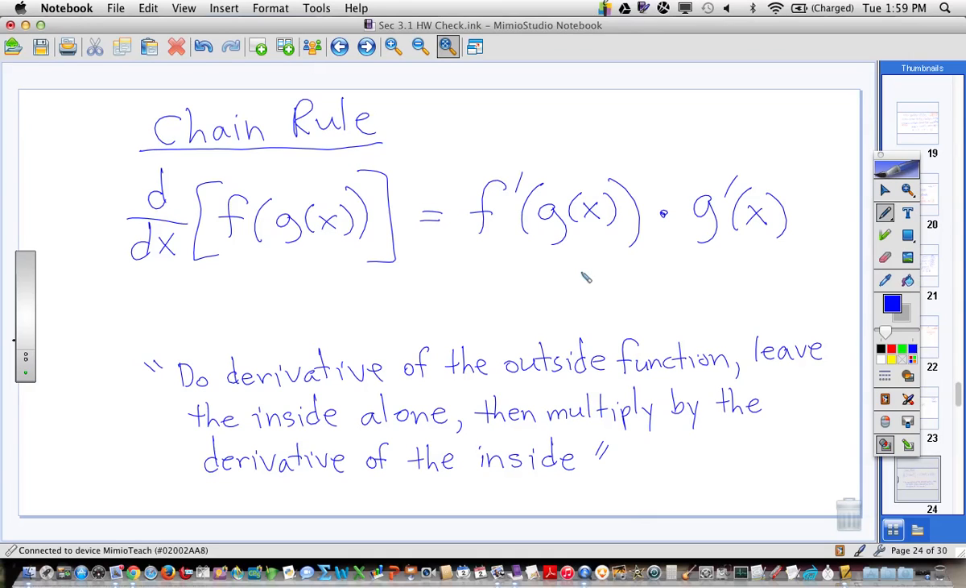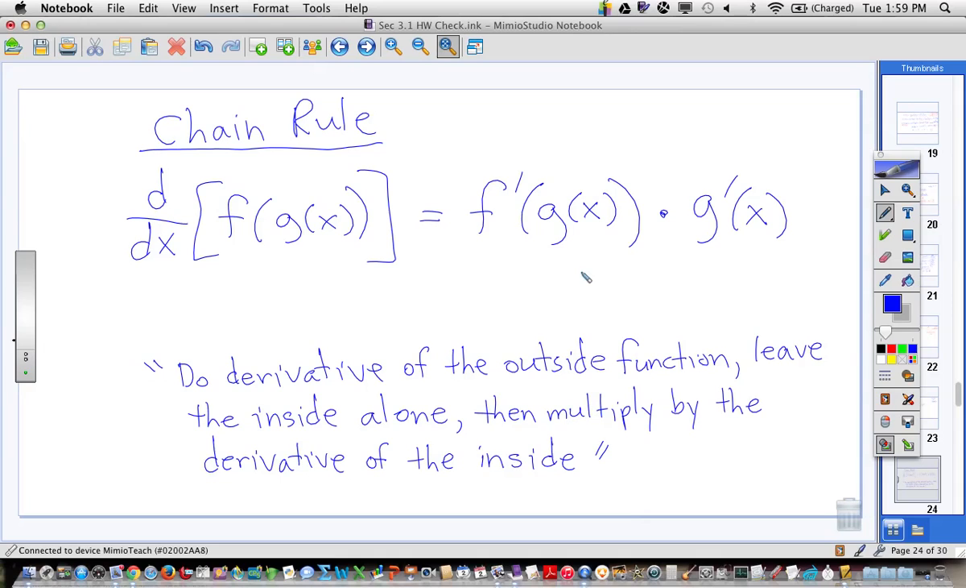All right, so we got the derivative of f of g of x. We have an outer, and then we're going to talk a lot about this over the next day, the outer function and the inner function. Which is which? Sometimes it's easy to tell, sometimes it's not as easy to tell.